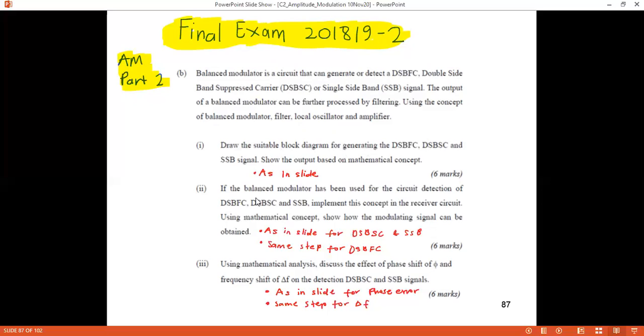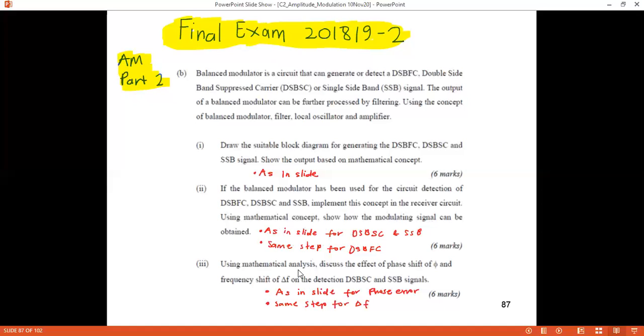And then part 2: balance modulator has been used for the detection of these 3 variants. Using mathematical concept, show how the modulating signal can be obtained. Okay, this one I will show later in the next lecture. In our slide, we just show how to detect suppressed carrier and single sideband using balance modulator, but exactly the same steps can be applied for full AM.